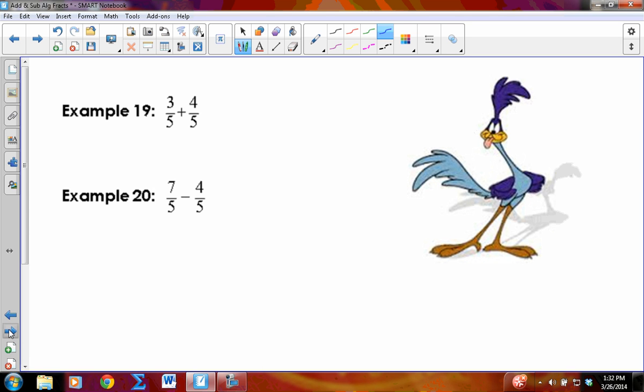Here in example 19, you'll notice we do have two fractions, 3/5 plus 4/5. They both have the common denominator of 5, so I don't need to change anything. All I need to do is add the numerators, and that gives 7/5. I could make that a mixed number. I could divide 5 into 7 and it would go once, and I would have 2 left over, so it would be 1 2/5. But 7/5 is just fine. If I had ended up having like 14/10, then I would have reduced that to 7/5. But we don't mind having mixed numbers now.